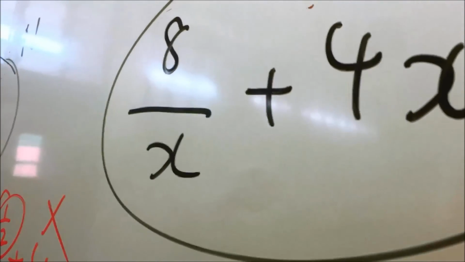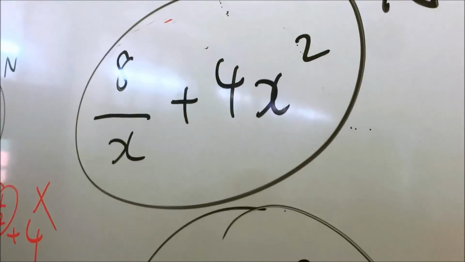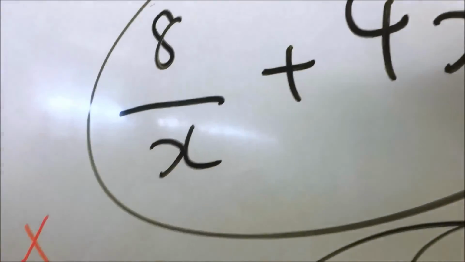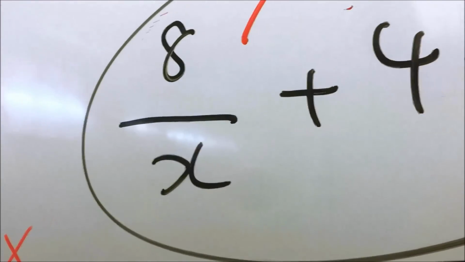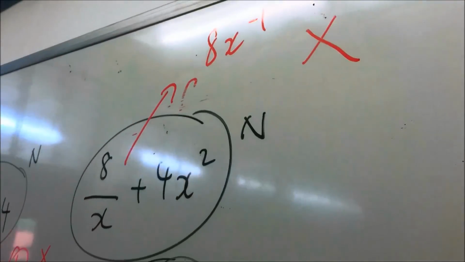Okay? Over here in this case, this is 8 over x plus 4x squared. 4x squared is the polynomial, but 8 over x, this expression is 8x to the power of negative 1. So this makes it not a polynomial.